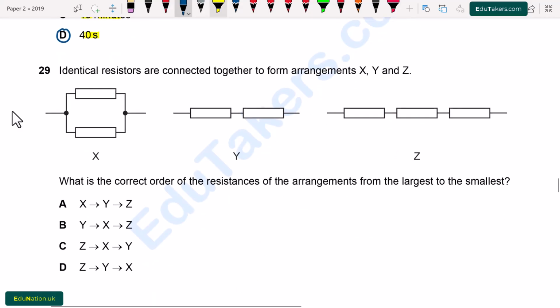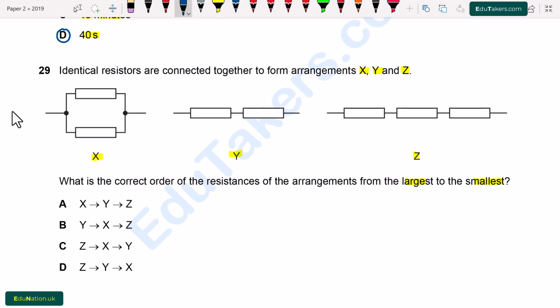Question number 29. Identical resistors are connected together to form the arrangements X, Y and Z. There are three arrangements of the resistors X, Y and Z. What is the correct order of the resistances of the arrangements from the largest to the smallest? First of all, we have to write the larger resistance. Then at the end, we have to write the smaller resistance.